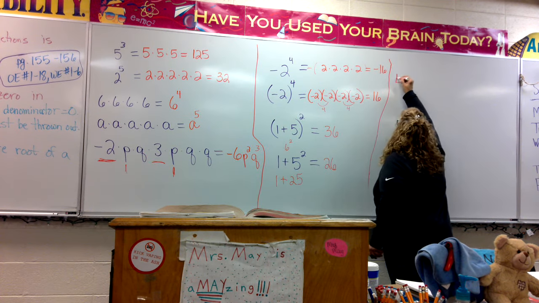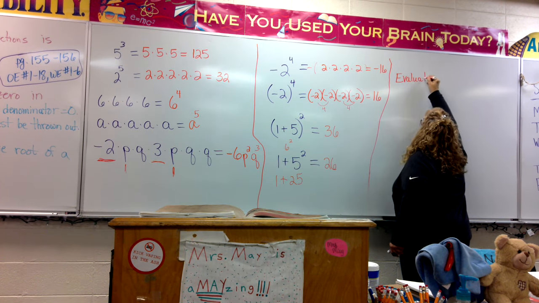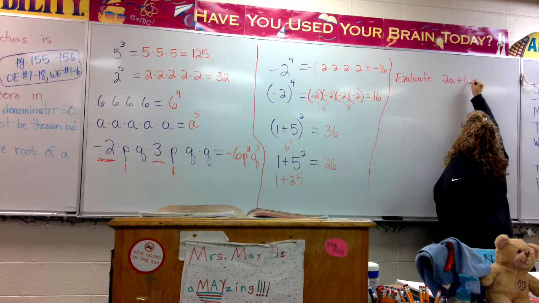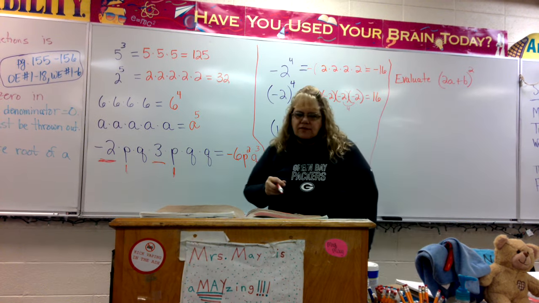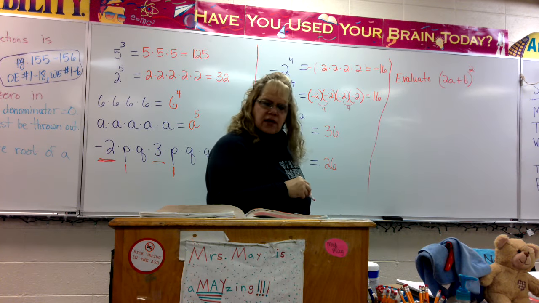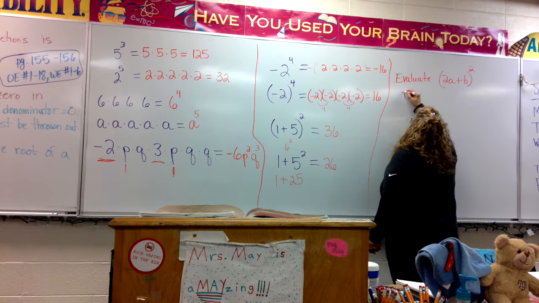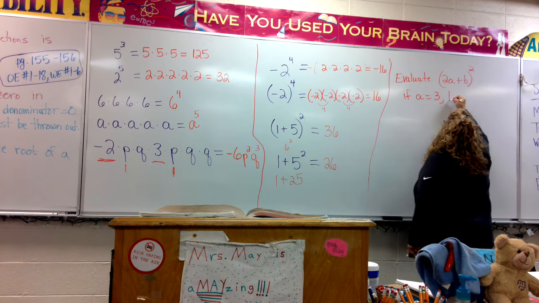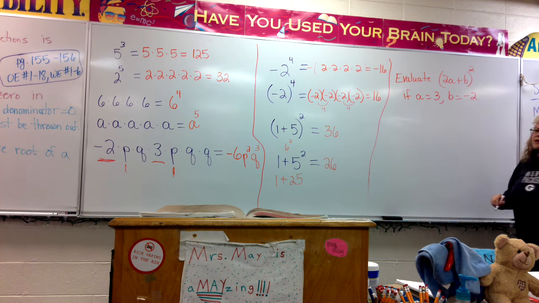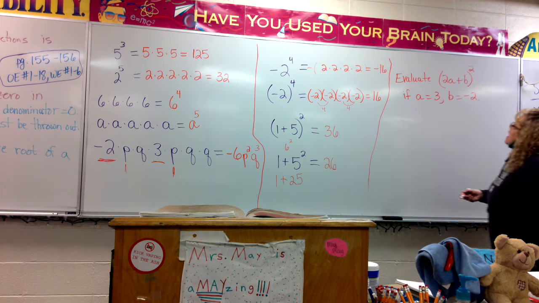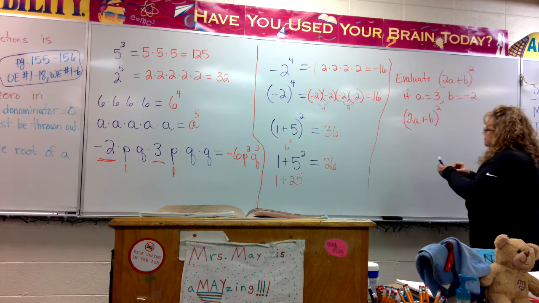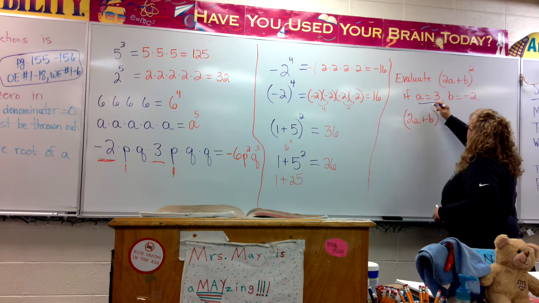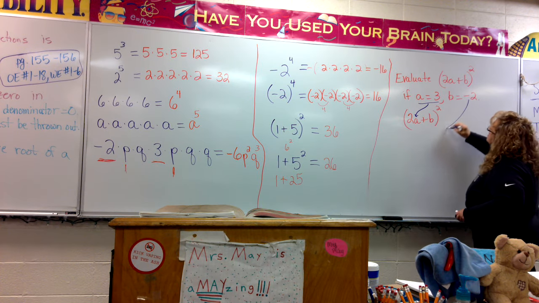2a plus b squared. If I tell you to evaluate that, you can't. You can't unless I tell you a equals 3 and b equals negative 2. Now you can evaluate. What does that mean, evaluate it? Tell what it's equal to. Plug in the values. I have 2a plus b squared. But a is 3, I'm going to plug in a is 3. And b is negative 2.